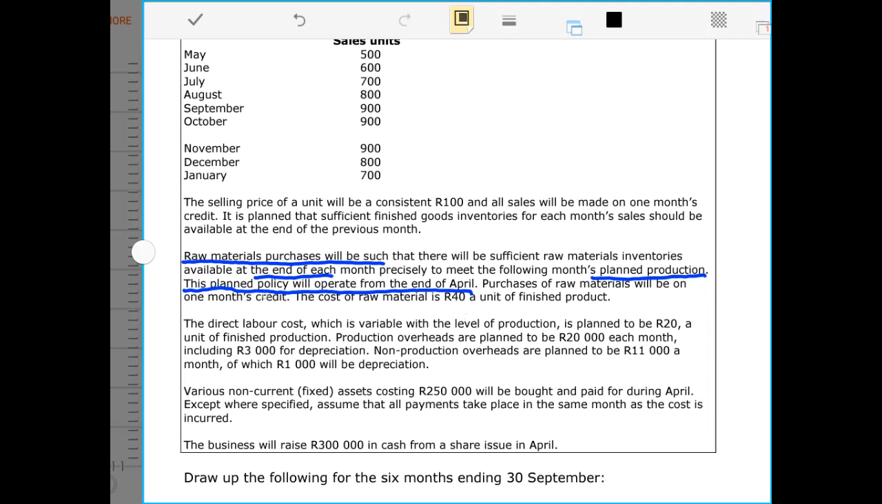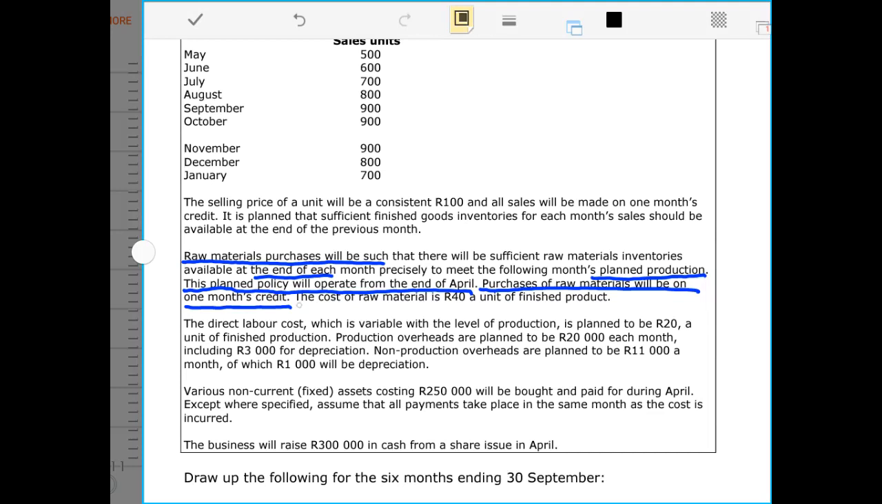Now they say this policy will start on the 1st of April, or sorry, at the end of April. Purchases of raw materials will be on 1 month credit. In other words, they are telling us that all the raw material will be bought on credit, and the raw material purchased on credit will be paid 1 month later. That means we pay our suppliers 1 month after the month of purchase.